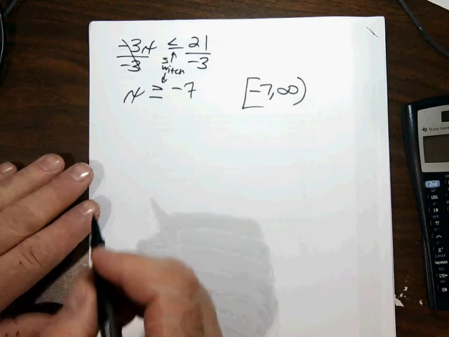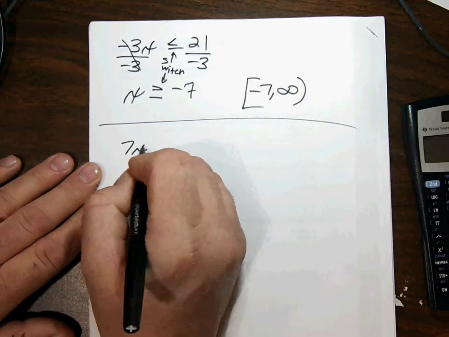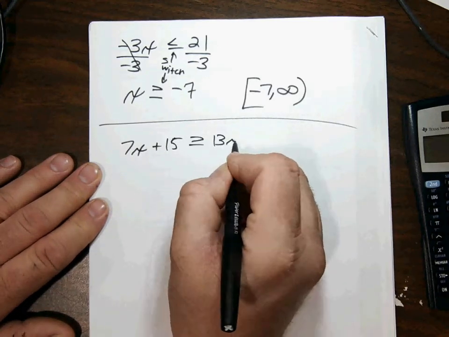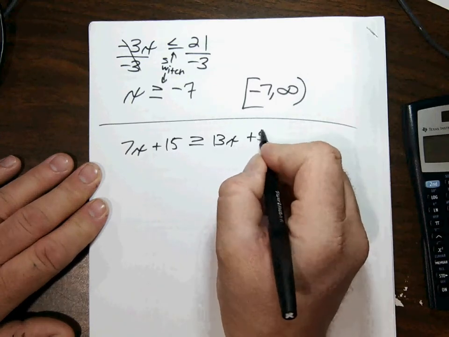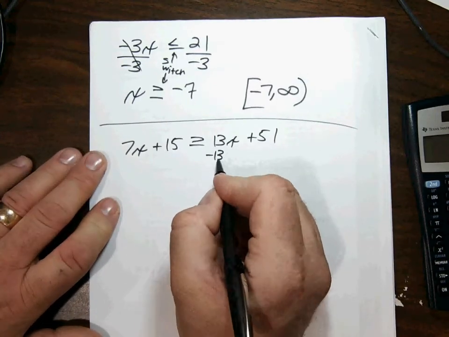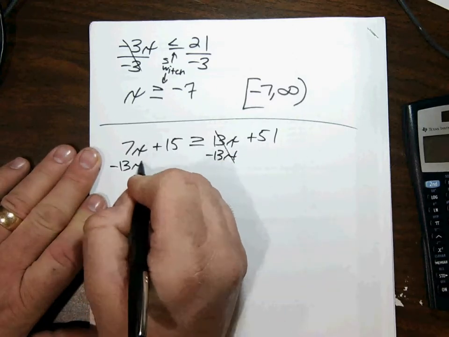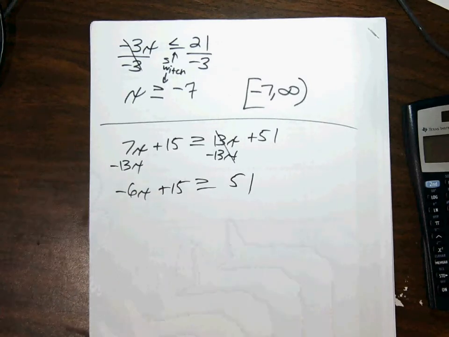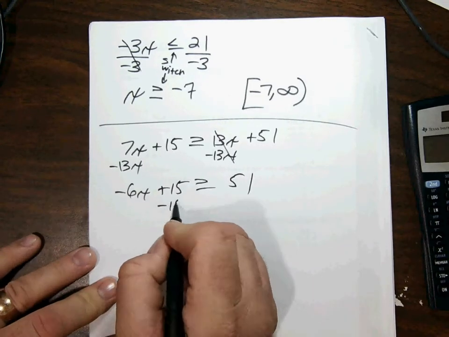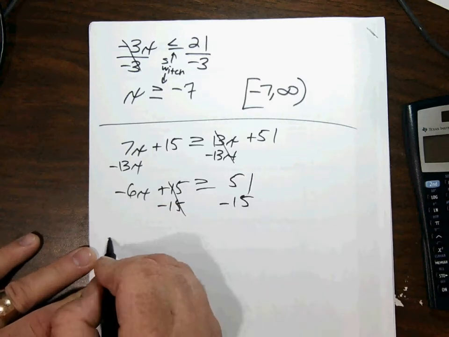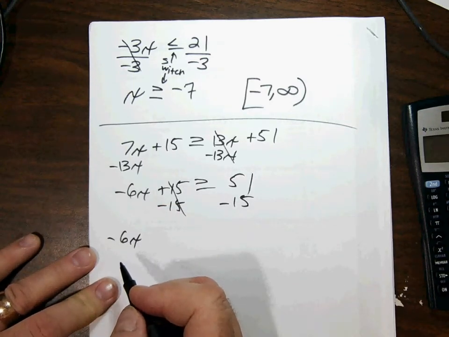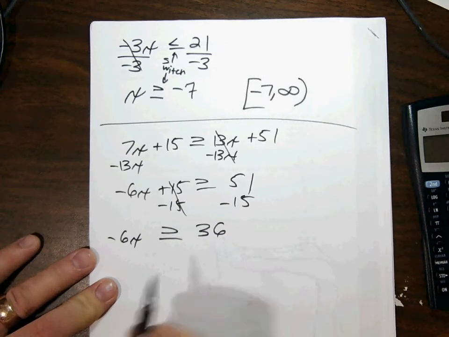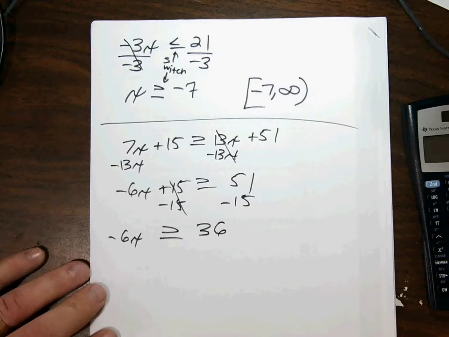All right, let's try this one. 7x plus 15 is greater than or equal to 13x plus 51. Okay, x is on one side, constants on the other. Let's put my x's on the left. I'll get negative 6x plus 15 is greater than or equal to 51. Subtract the 15 from both sides. Hopefully this is pretty quick at this point on solving this stuff. Negative 6x is greater than or equal to 36.